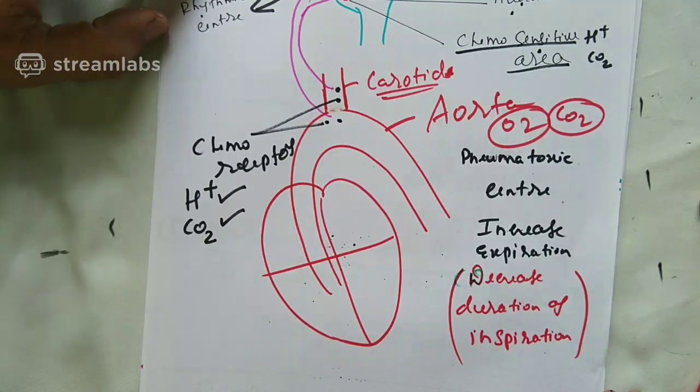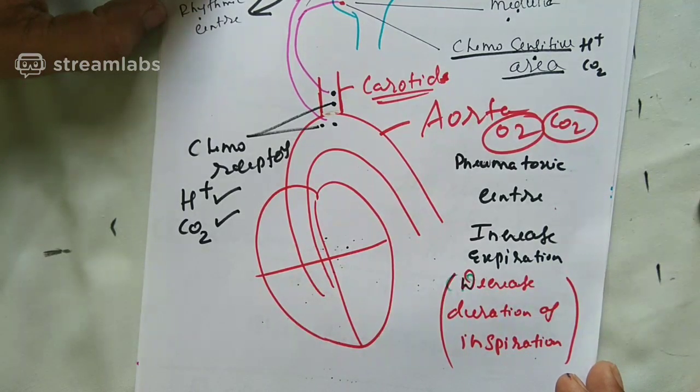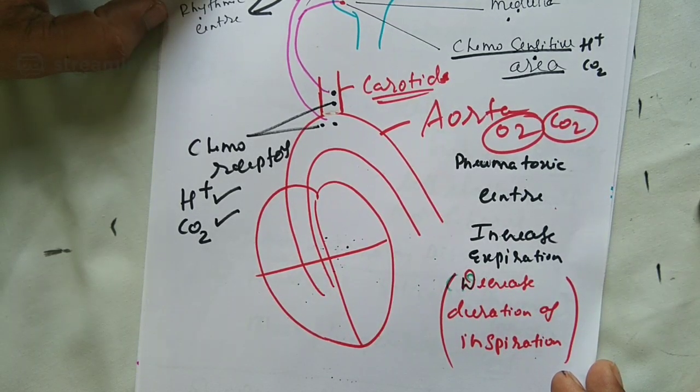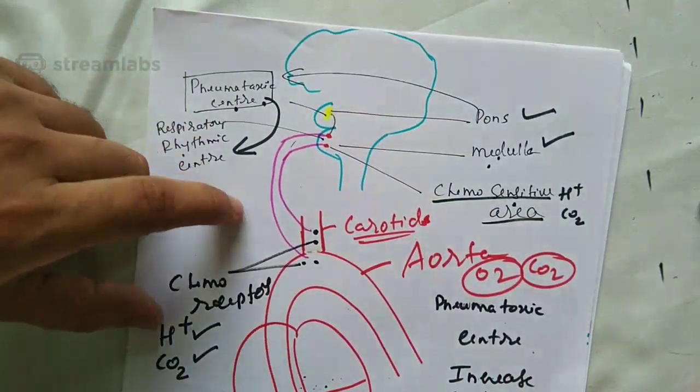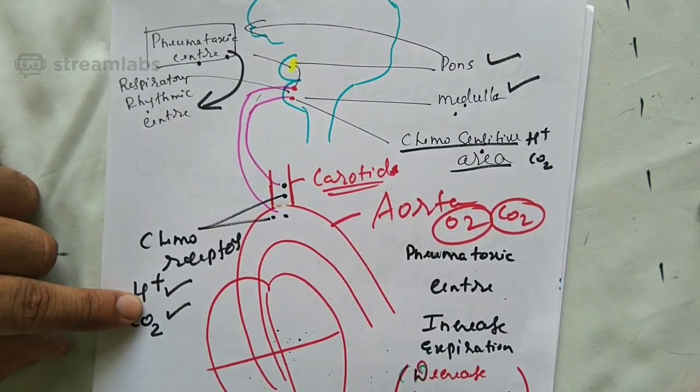Is the matter clear? That means when you're closing a nostril, you feel an urge for expiration. That is because of the increase in carbon dioxide concentration or decrease in oxygen concentration. Remember, it's because of the increase in carbon dioxide concentration, because we don't have any receptors for oxygen. Hope you understood this aspect. I'll just keep it like this. You can take a snapshot of it.